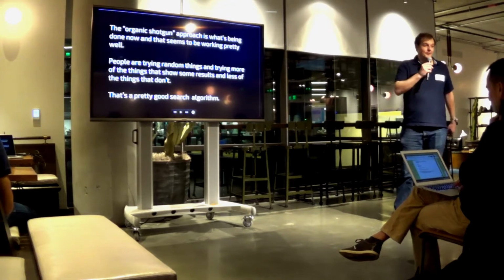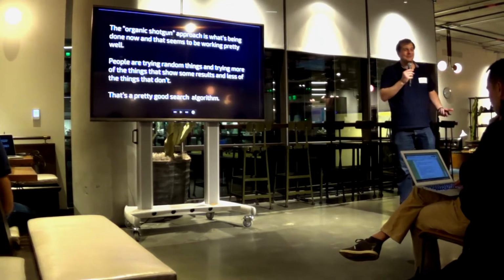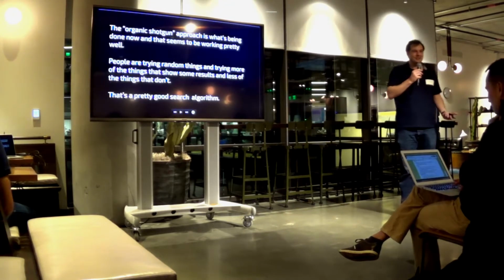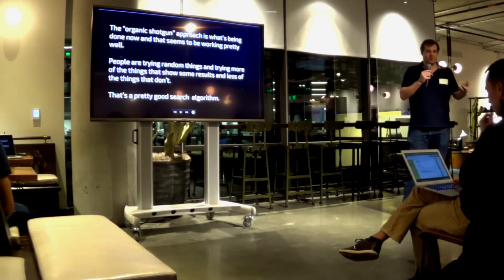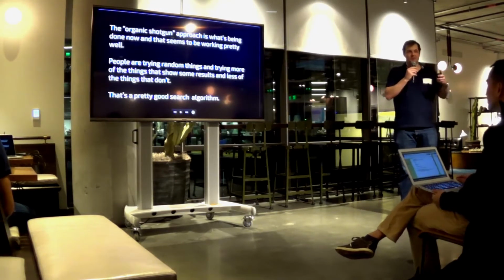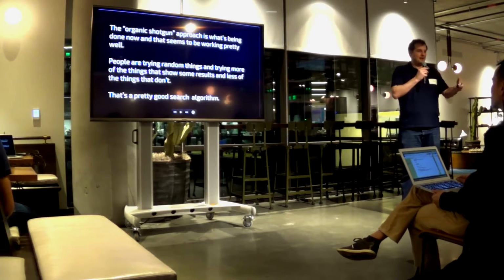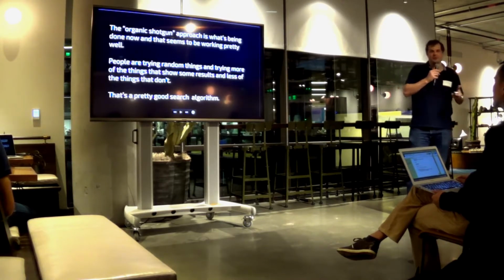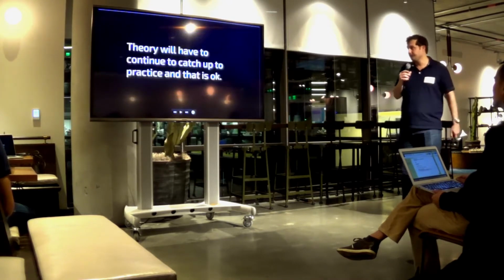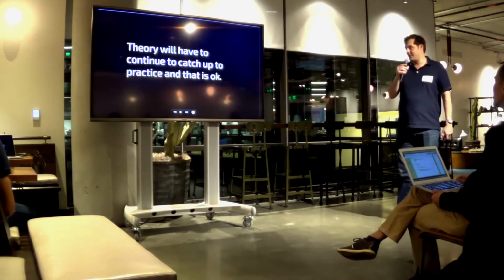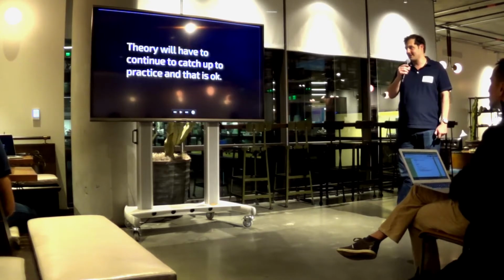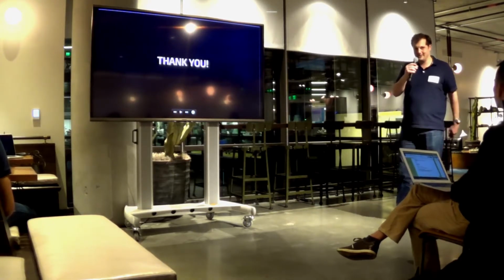And I think what we see in research is what I think of as the organic shotgun approach, which is essentially come up with an idea, work on that idea a little bit. If you get any traction on it, do more of that. If you don't, do less of it. That's a dumb search algorithm, but it's actually a pretty good search algorithm when you don't know very much about the space that you're navigating and you're trying to find new solutions. So theory will have to continue to catch up to practice, and that is okay. Thank you.